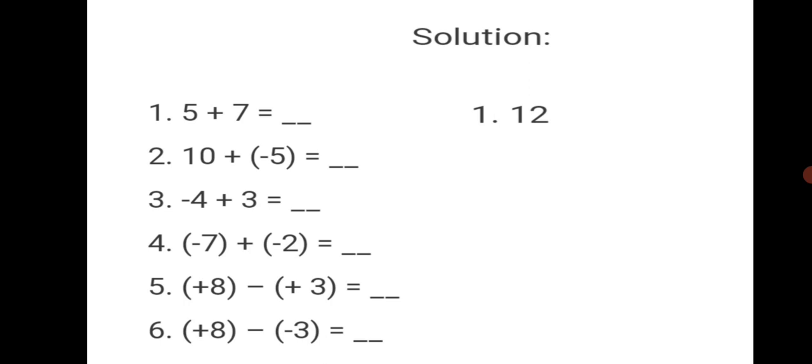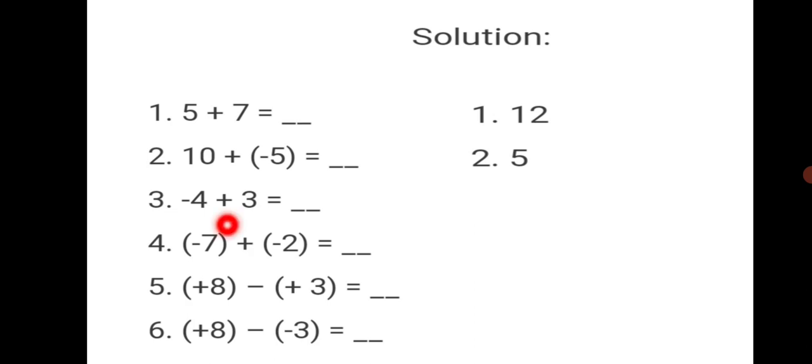Second, 10 plus minus 5. Now we are going to solve the signs which are here together, the bracket sign with the sign outside. So plus into minus is minus. That means we got minus 5 here. And 10 minus 5 is 5. The bigger number is positive, so the answer will also be positive. So second answer is 5.